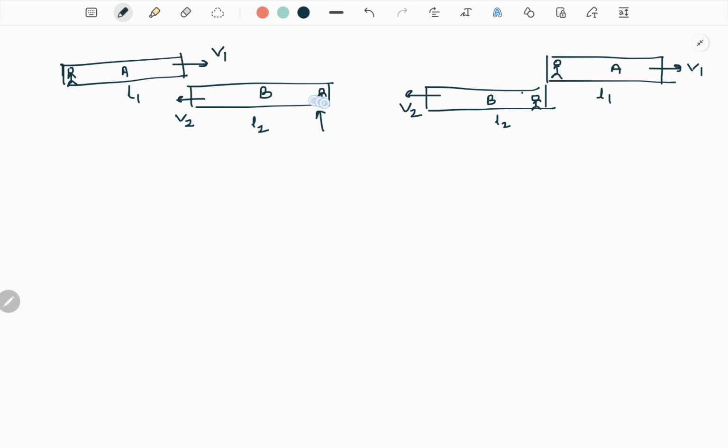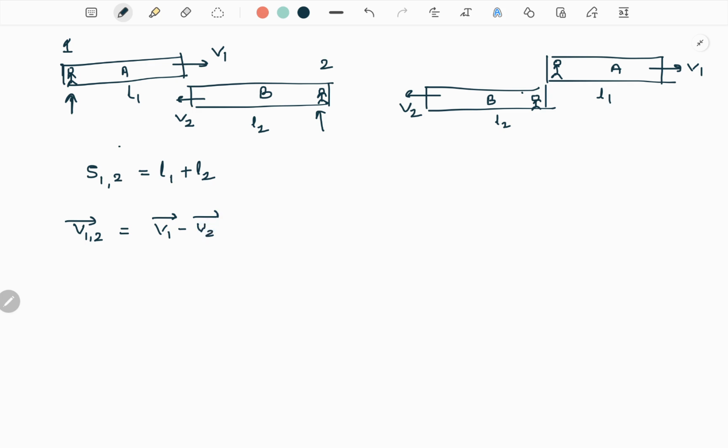Imagine you were this person looking at this person. Initially, the first person is at a distance of L1 plus L2 from the second person. But as the second person keeps looking at the first person, the first person seems to be traveling towards him. So in the interval when both trains cross each other, the displacement of the first one as seen by the second one would be L1 plus L2. Then what about the velocity of the first one relative to the second one? V1 bar minus V2 bar.